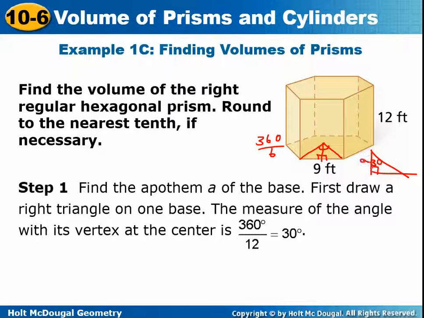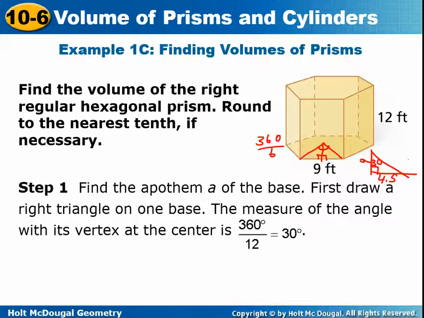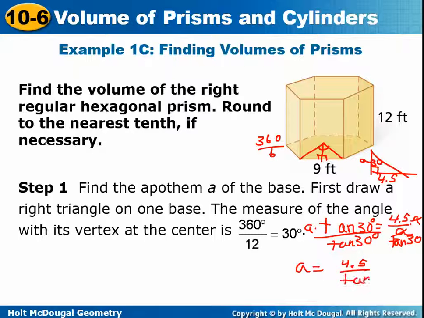So to find the apothem, we know this side would be 4.5. We will need to use tangent. They don't even show you how they found that. To find A, you would use the tangent of 30 degrees is equal to the opposite side of 4.5 over the adjacent side of A. And then we would multiply both sides by A to get A out of the denominator. And then we would divide by tangent of 30 to solve for A. So we have that A is equal to 4.5 divided by the tangent of 30.